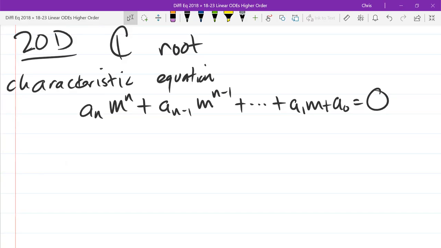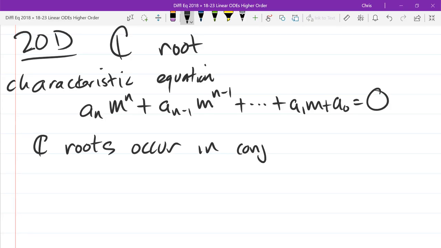So if you remember, there was a conjugate pairs theorem for polynomials with real coefficients. It says if your coefficients are real, meaning they're not complex, and you have one complex root, you have to have the conjugate complex root. So that was the complex pair theorem: complex roots occur in conjugate pairs. And that's true whenever your coefficients are real. And our coefficients will be very real.